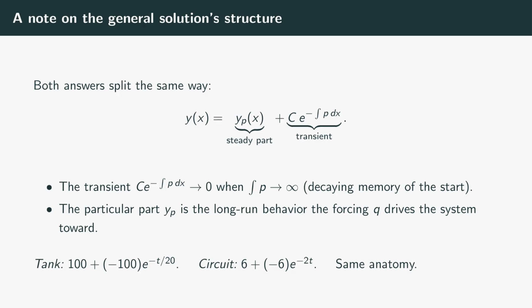In the tank, the steady part was 100, and the transient was minus 100e to the minus t over 20. In the circuit, the steady part was 6, and the transient was minus 6e to the minus 2t, identical structure, a long-run value plus a fading memory of the initial state. This split, steady state plus transient, runs through all of linear differential equations, and you are meeting it here for the first time. Recognizing it lets you predict the shape of a solution before you finish the algebra.